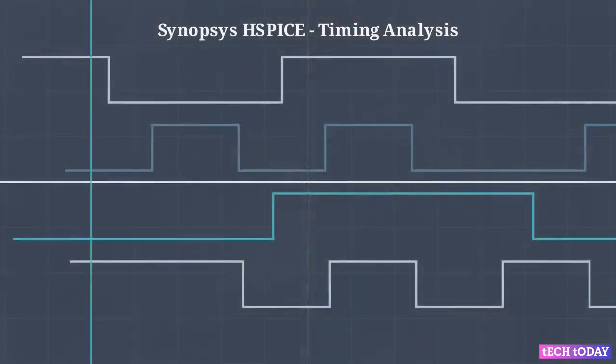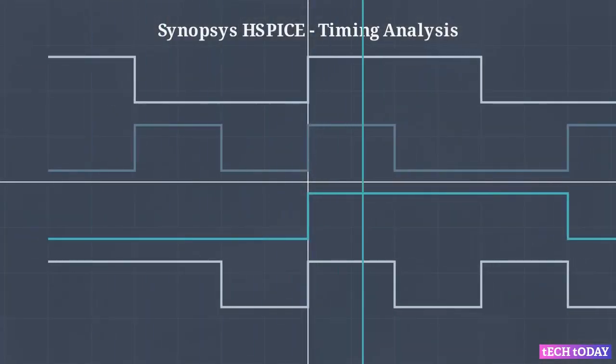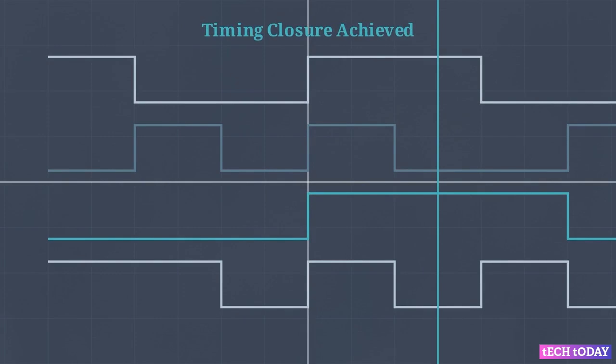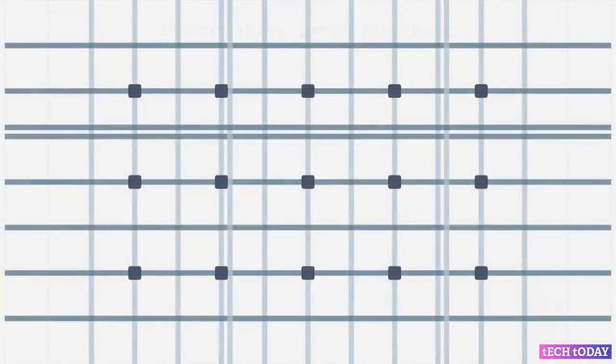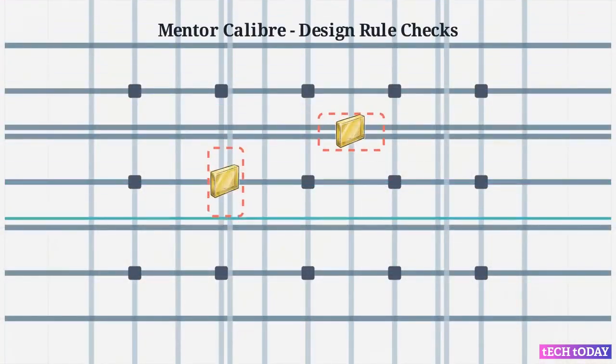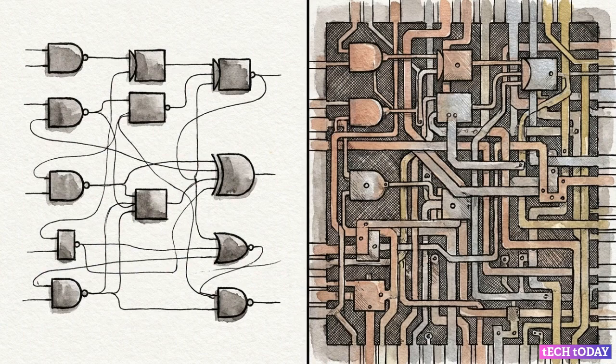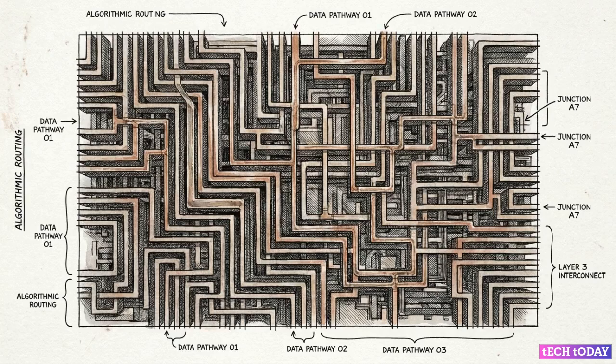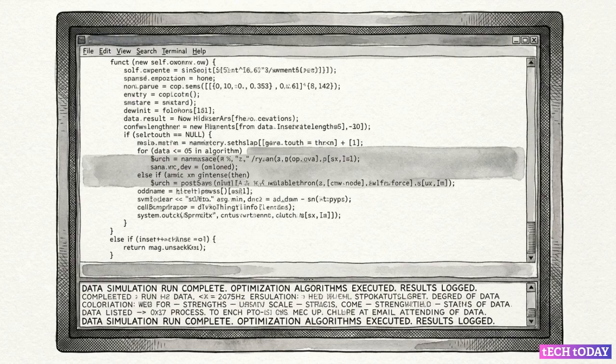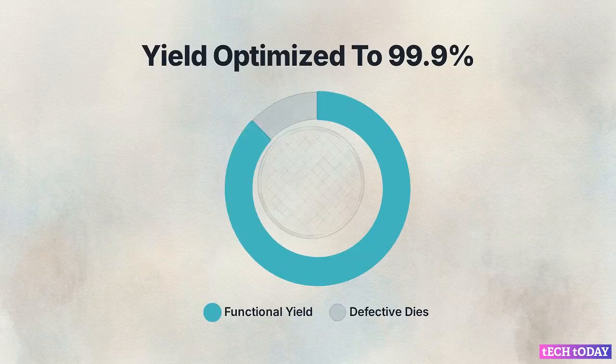This waveform graph shows tools like Synopsys HSPICE performing rigorous timing analysis, ensuring high-speed signals arrive perfectly in sync. Before manufacturing, Mentor Calibre performs design rule checks, hunting down any layout choices that violate the laws of physics. Once verified, tools like Cadence Innovus or Synopsys IC Compiler take over for the place and route phase. Algorithms physically map the millions of microscopic copper wires connecting the billions of components. Engineers then deploy custom Python or MATLAB scripts to chew through terabytes of simulation data, optimizing the design to ensure the highest possible manufacturing yield.